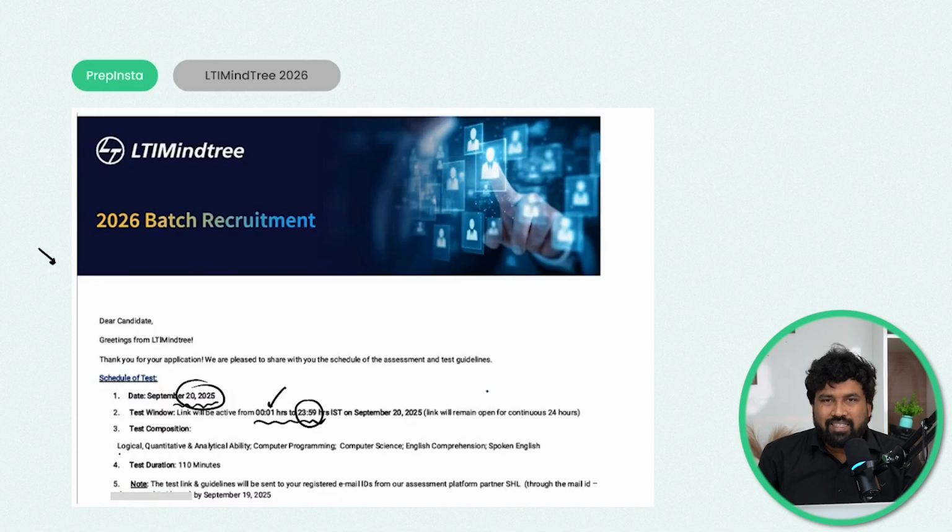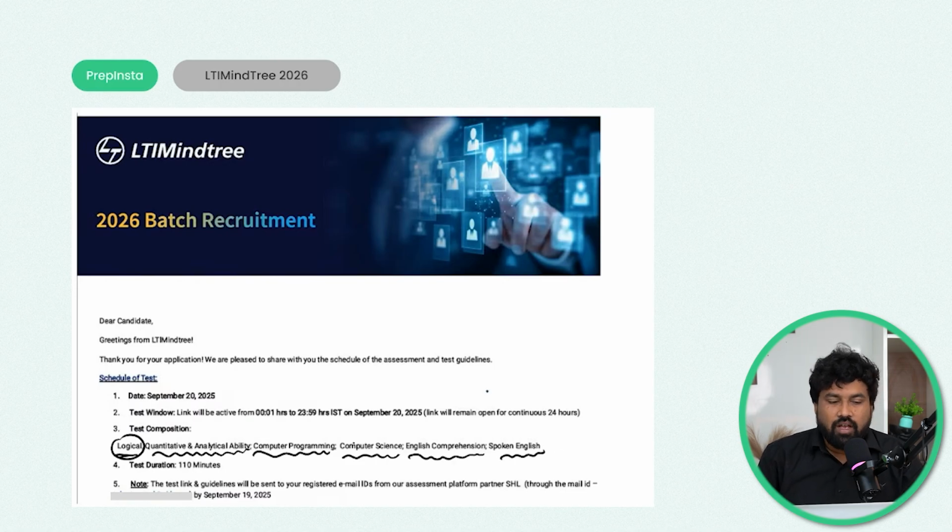Here the test consists of logical, quantitative, and analytical ability. If you observe, logical is one section, quantitative and analytical ability is another section, computer programming is third, computer science fourth, English comprehension fifth, and spoken English sixth. Based on aptitude, we have three sections: logical, quant, and English comprehension. Normally we would say quantitative aptitude, logical reasoning, and verbal ability.